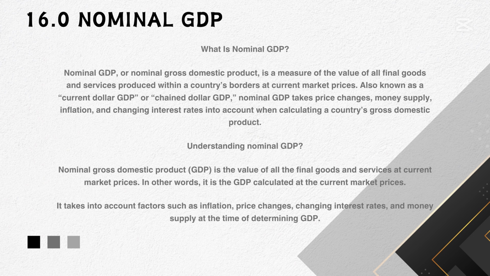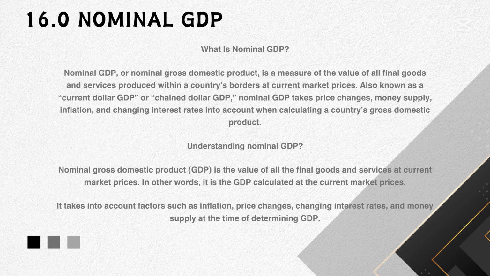Nominal GDP, or nominal gross domestic product, is a measure of the value of all final goods and services produced within a country's borders at the current market price, also known as current dollar GDP or chained dollar GDP. Nominal GDP takes price change, money supply, inflation, and changing interest rates into account when calculating a country's gross domestic product. Understand nominal GDP.